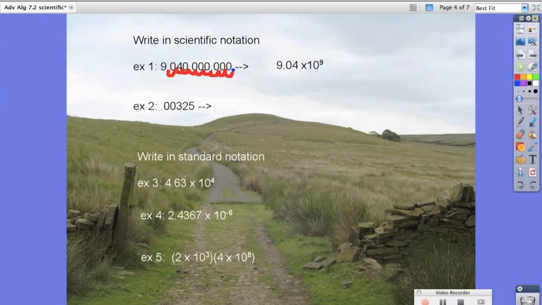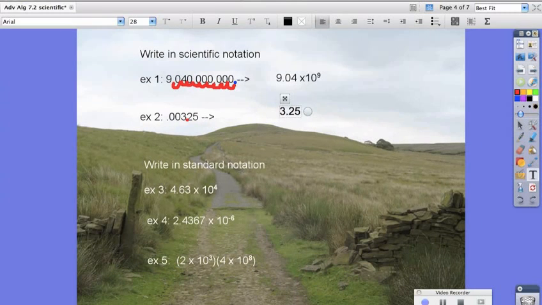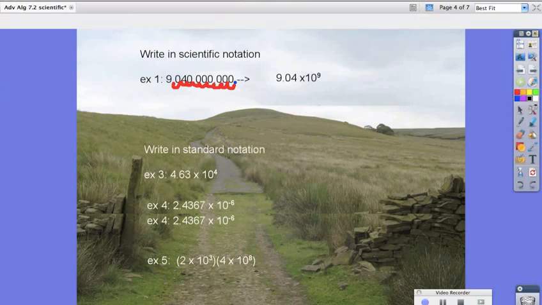Okay, now let's try it again for example 2. For number 2, we need to figure out where to put our decimal point. Hopefully you know that we want to put it after the 3, because 3.25, or 3 25/100ths, is greater than or equal to 1 and still less than 10. So we're going to write down our number, 3 25/100ths times 10 to the something power.